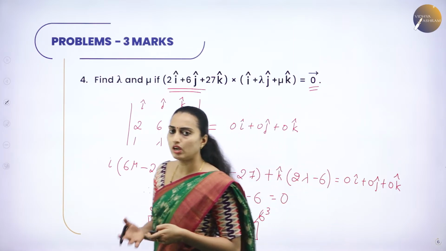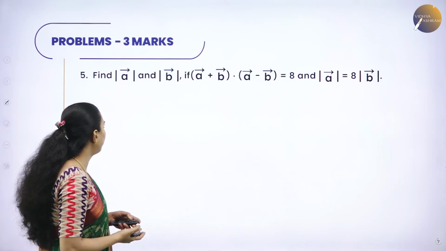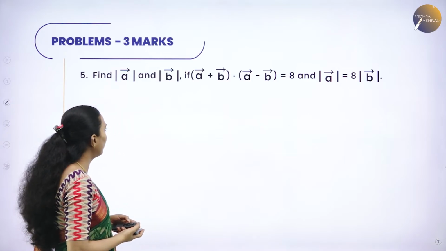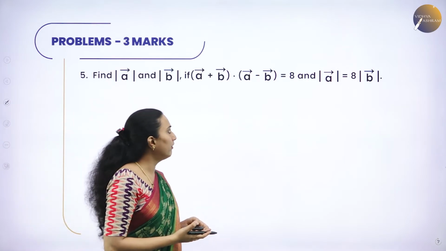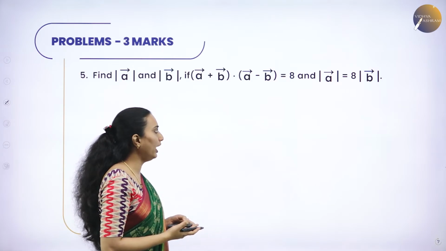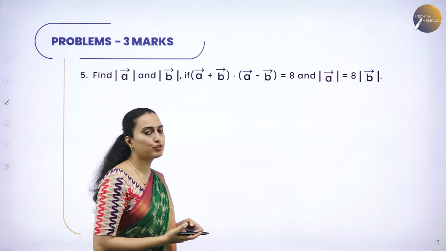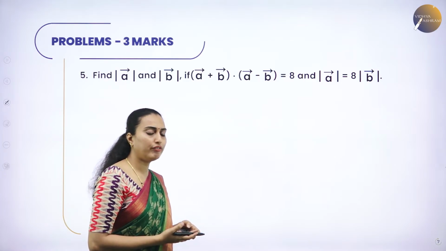Understood? So this is how you are going to find out the value. We'll be moving on to the next problem, dears. Find the magnitude of A vector and magnitude of B vector if (A vector plus B vector) dot (A vector minus B vector) is equal to 8 and given the magnitude of A vector is equal to 8 times the magnitude of B vector. Here you need to find out the magnitude of A vector and magnitude of B vector.